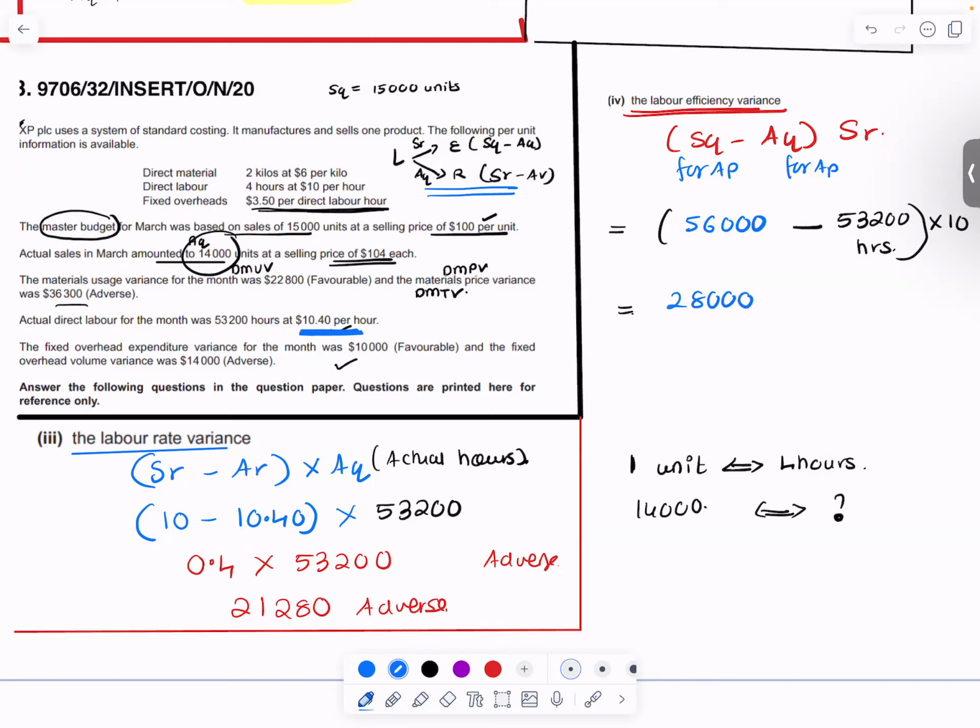Favorable or adverse? Favorable. Okay. Don't write dollars next to this variance, because it's efficiency. Don't write dollars. Okay. Now the next thing that they want from you is the actual profit.